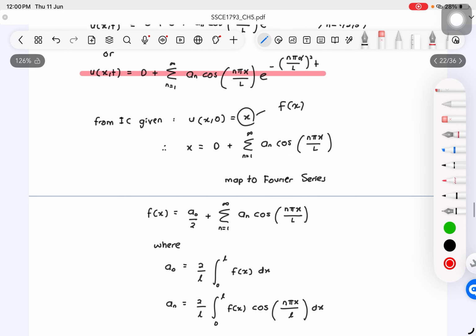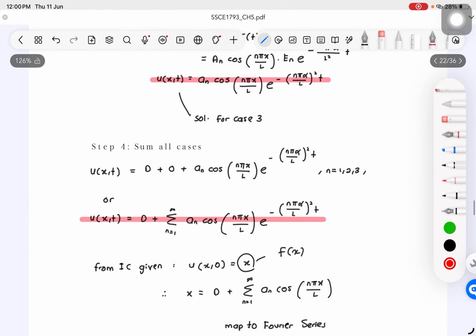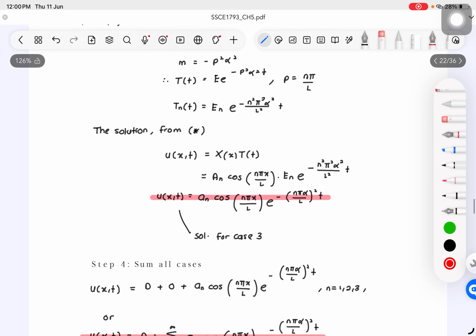So you check your answer whether the answer is the same with this one or not.